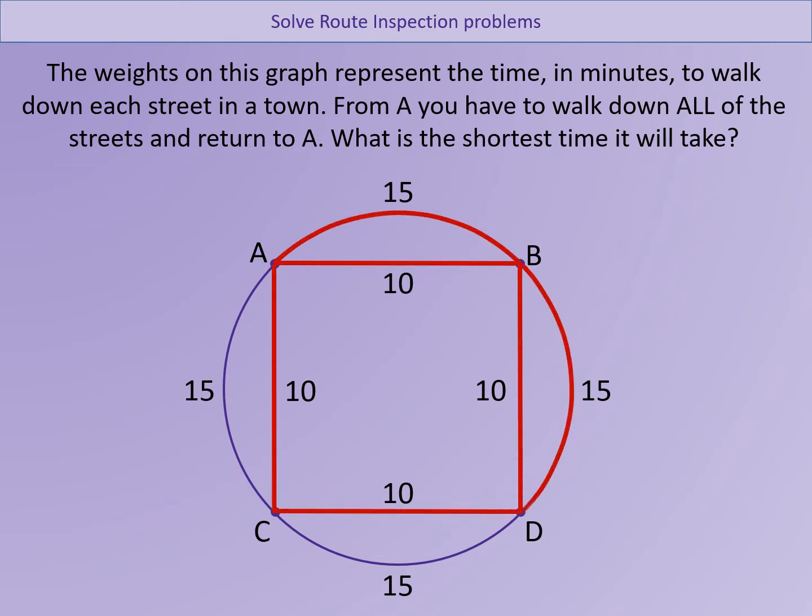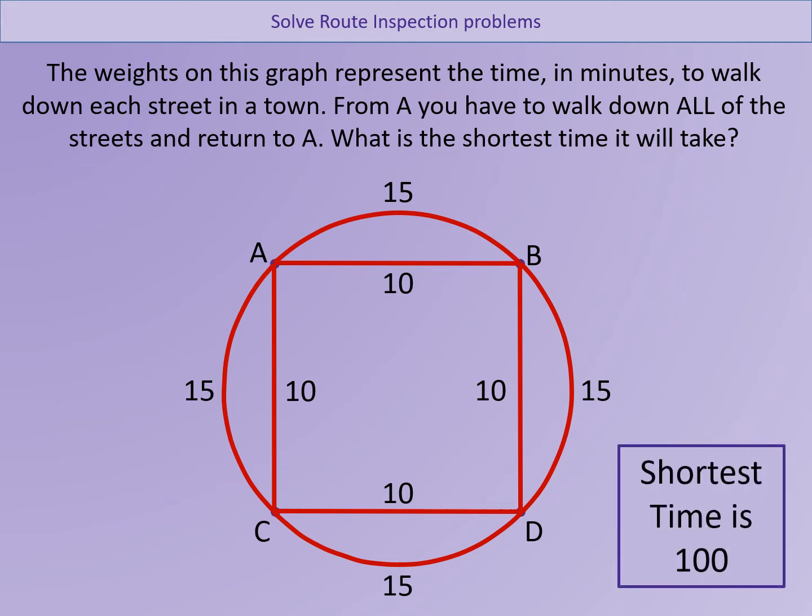So you can see that for this graph, it's possible to do that travelling along each edge exactly once and returning to point A. So the total amount of time is just the total weight of all of the arcs, which is 100.